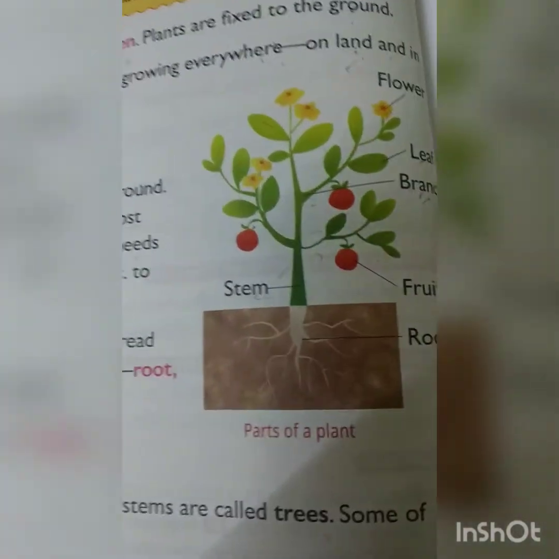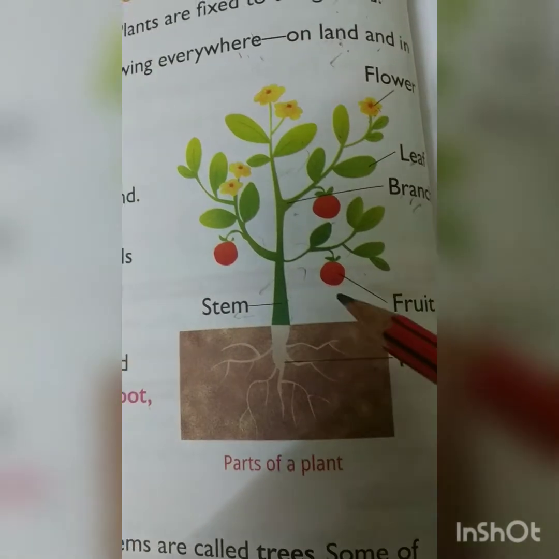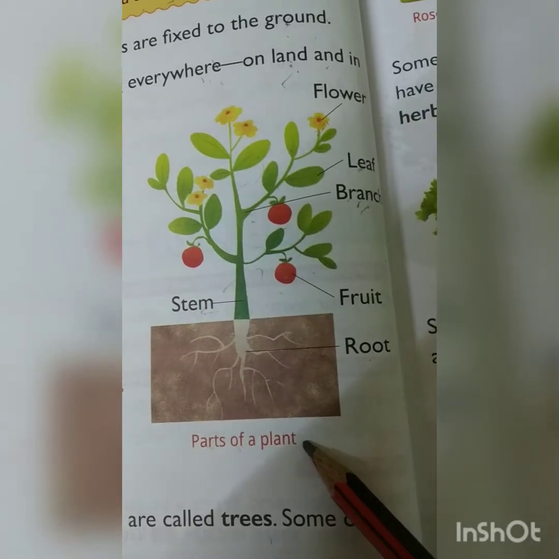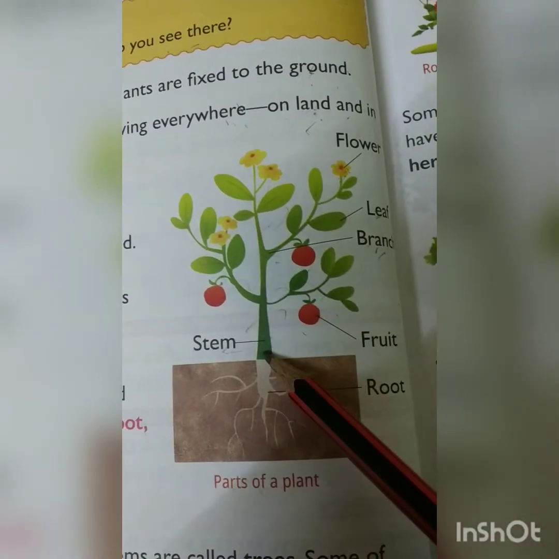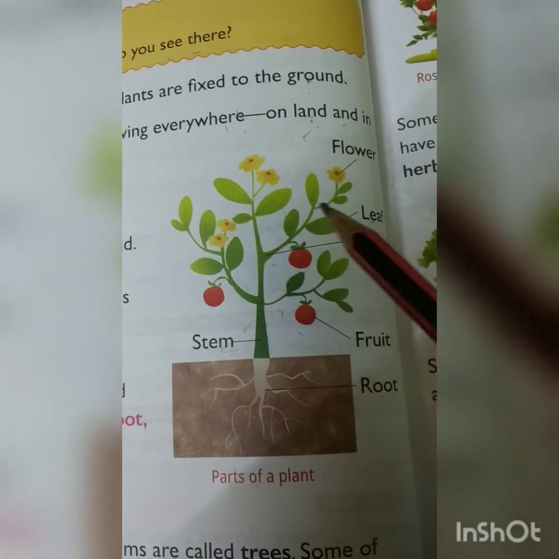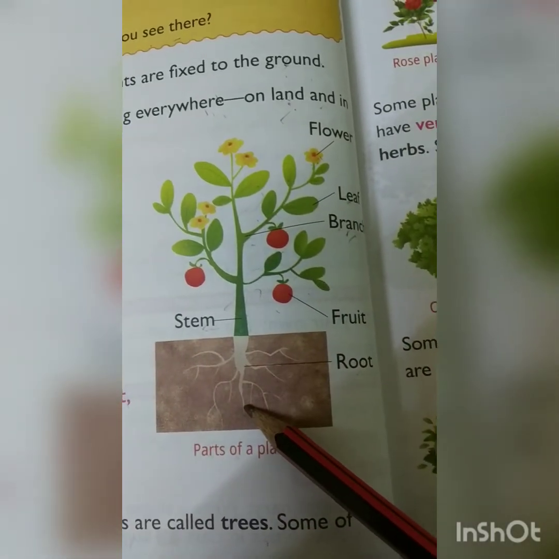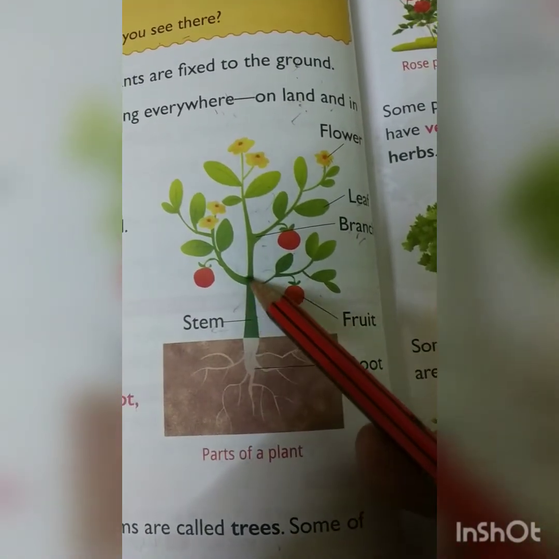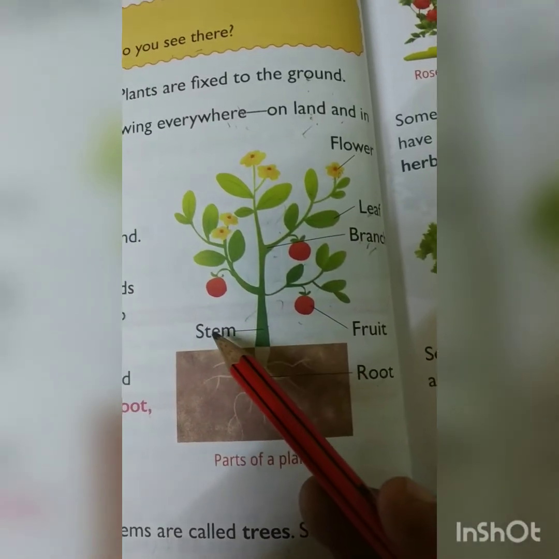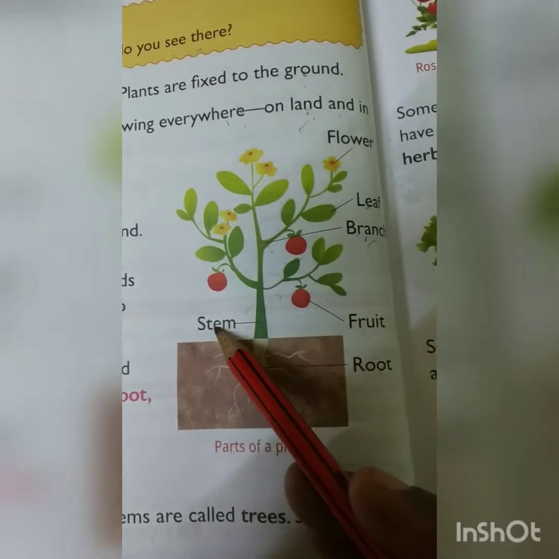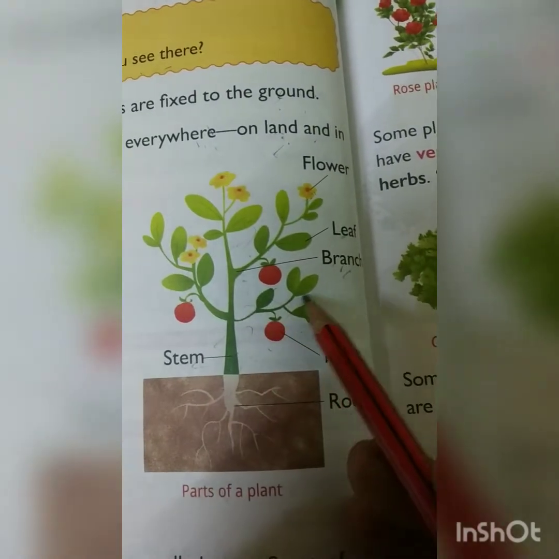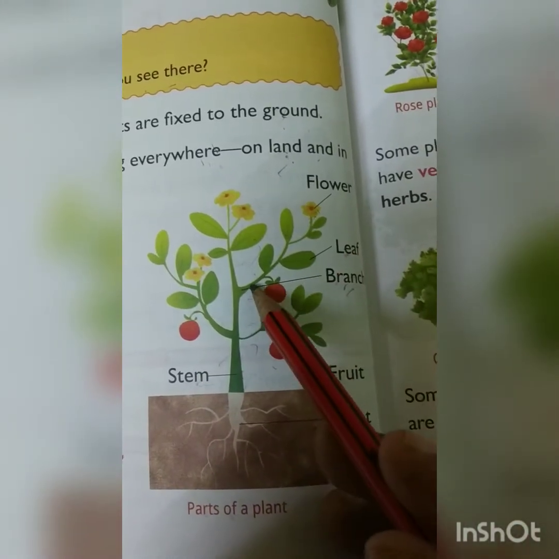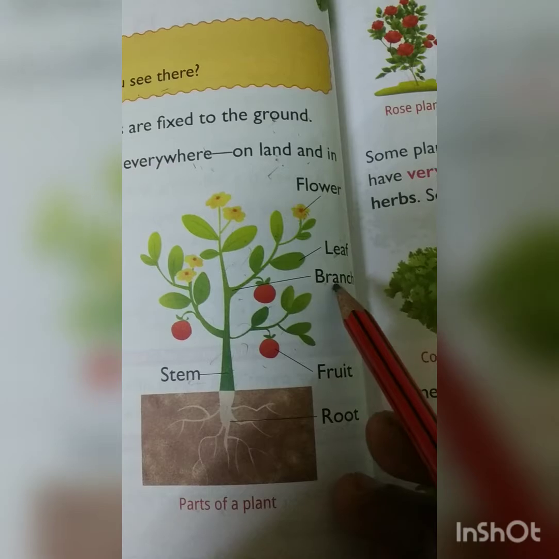Children, now look at this plant. We are going to see the parts of a plant. This plant is growing above the ground, and the roots are under the ground. So these are known as roots. Above the ground the plant grows, and this part is known as the stem. And see here, on this side are some leaves, on this side are some leaves, and all of this is called a branch.